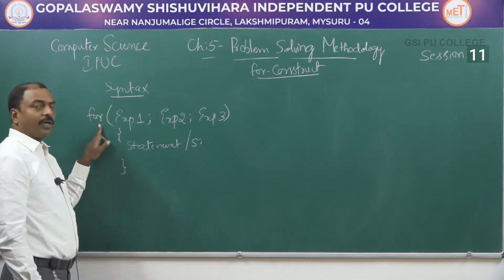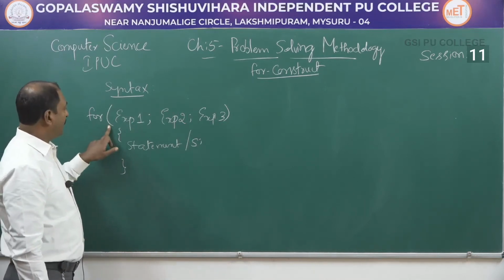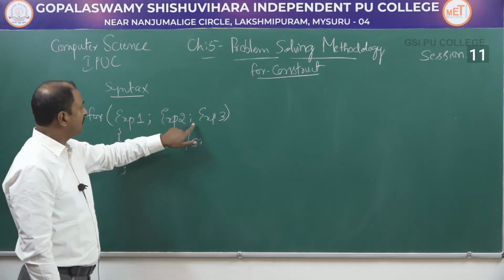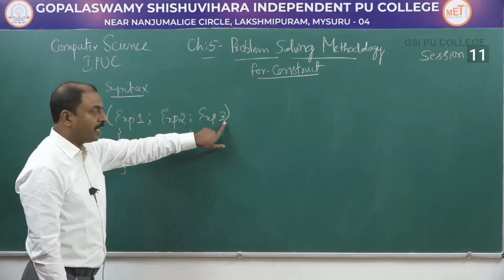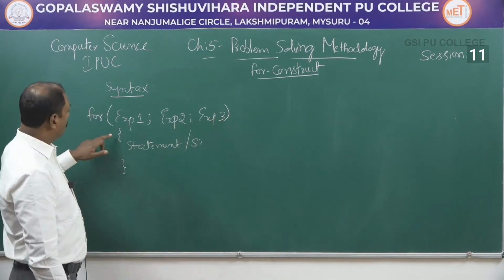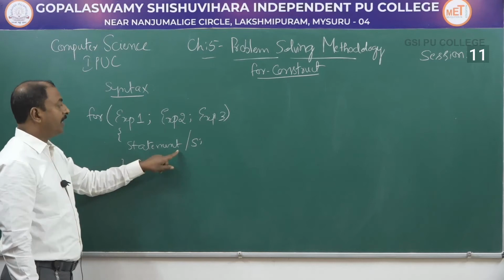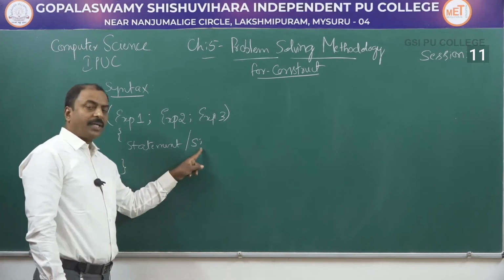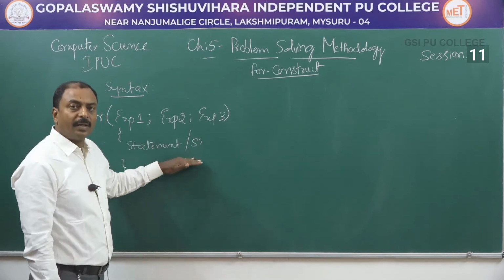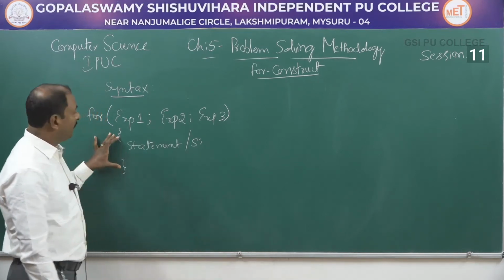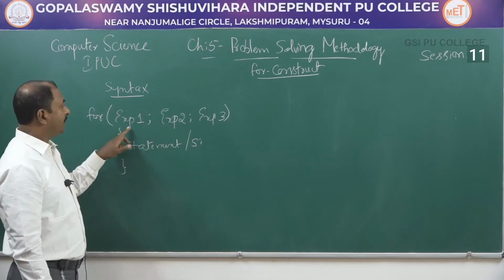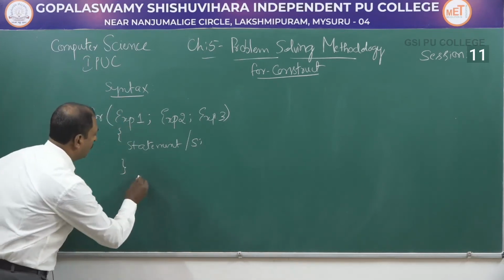Here for is a reserved word, open the bracket, expression 1 semicolon, expression 2 semicolon, expression 3, you have to close the bracket and no semicolon here. Then open this flower bracket, and here you can have a statement or statements, means you can have more than one statement, or n number of statements within this pair of brackets. So this is the syntax.